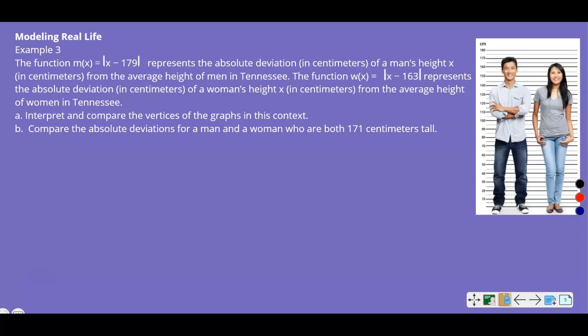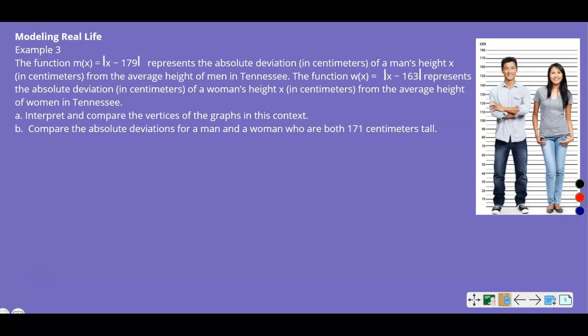Example 3, modeling real life. The function m of x represents the absolute deviation in centimeters of a man's height x centimeters from the average height of men in Tennessee. The function w of x represents the absolute deviation in centimeters of a woman's height x in centimeters from the average height of women in Tennessee. Part A says interpret and compare the vertices of the graphs in this context. And then it says compare the absolute deviations for a man and woman who are both 171 centimeters tall.